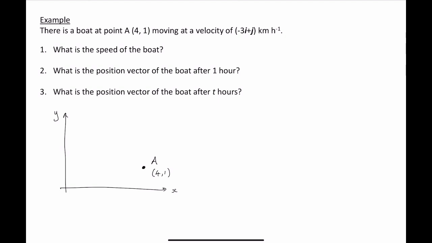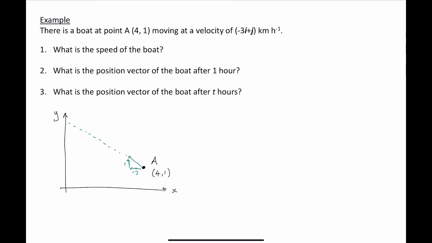And it's moving at a velocity of -3i plus j. So it's moving something like this, where every hour it does -3 in this direction, 1 in this direction. Okay, and it keeps moving along like that.